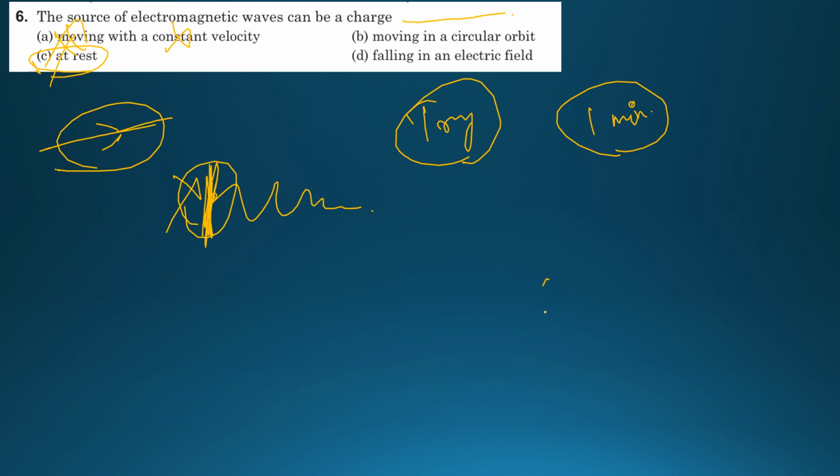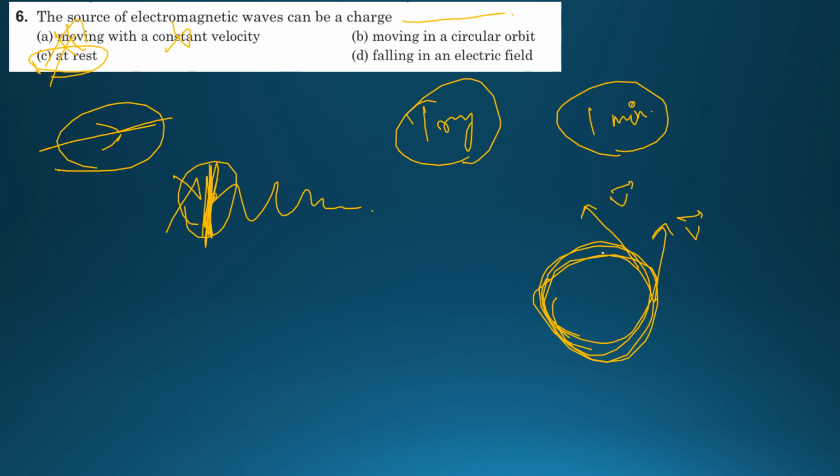Moving in a circular orbit, yeah. Moving in a circular orbit is like there is change of velocity, right? At every point, speed is constant, but velocity is different. Direction is different. That means what? That means acceleration is there, and that means an electromagnetic wave can be produced. This can be a source of electromagnetic wave. Falling in an electric field can also be a source of electromagnetic wave. So these two are the correct options, option B and option D.